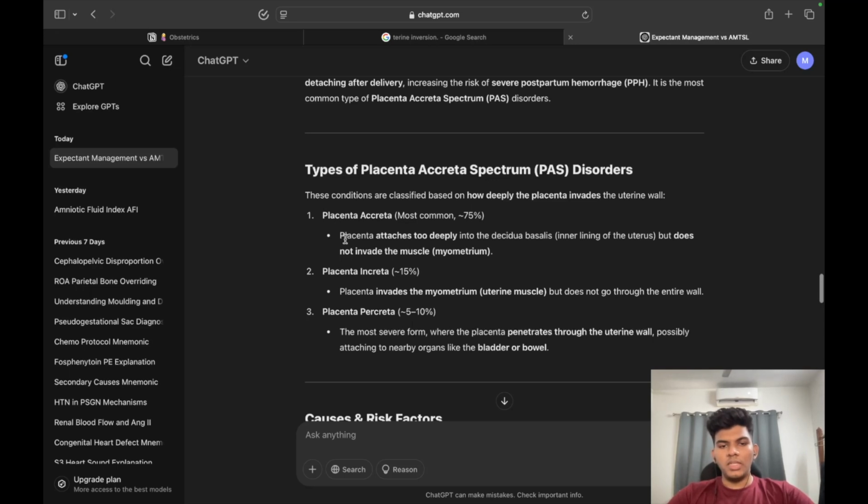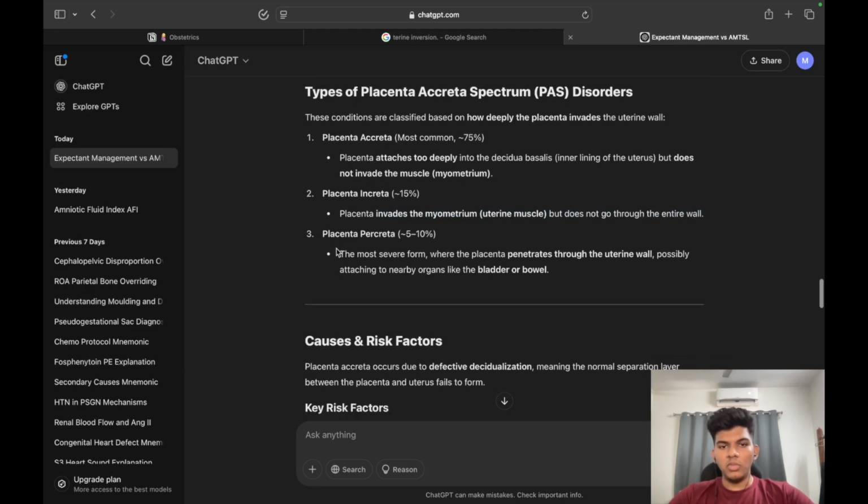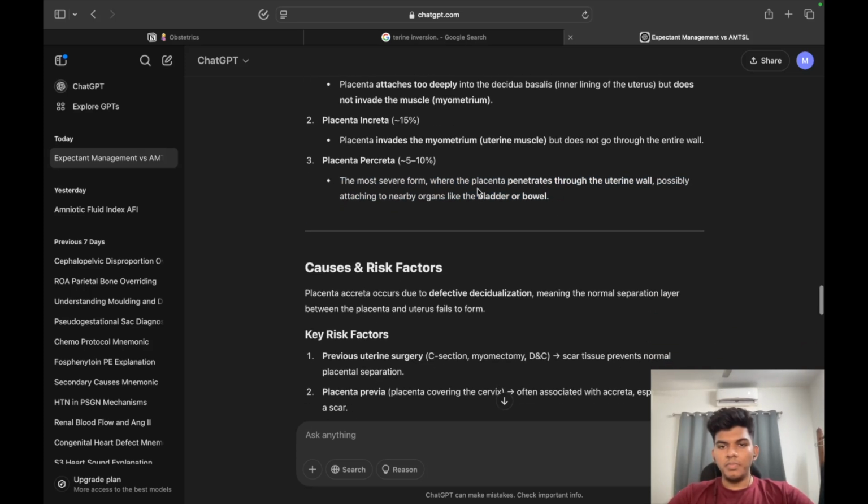So there are types. The first invades too deeply into the decidua basalis. So that is one of the layers of the uterus, the inner lining, but does not invade the muscle. So in this particular type, no muscle invasion. Increta invades the muscle, but does not go through the entire wall. Percreta, the more severe form, penetrates through the uterine wall, possibly attaching to nearby organs like the bladder or bowel. So it passes through everything.